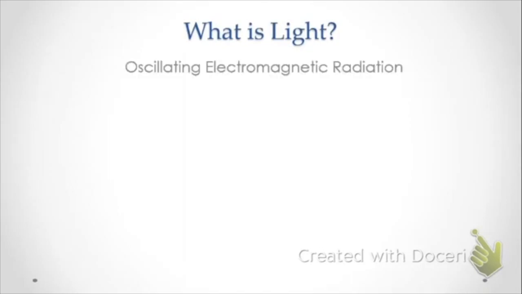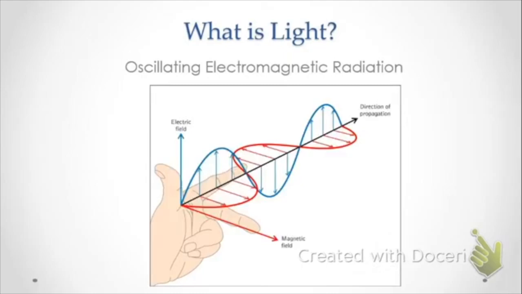So, we now know that light can be described as oscillating electromagnetic radiation. And by oscillations, what we mean is that we have these waves, these sinusoidal waves as depicted in this diagram here, representing light itself. Now, the light itself, and this was something that was only determined at the end of the 19th century, consists of electric fields and magnetic fields.